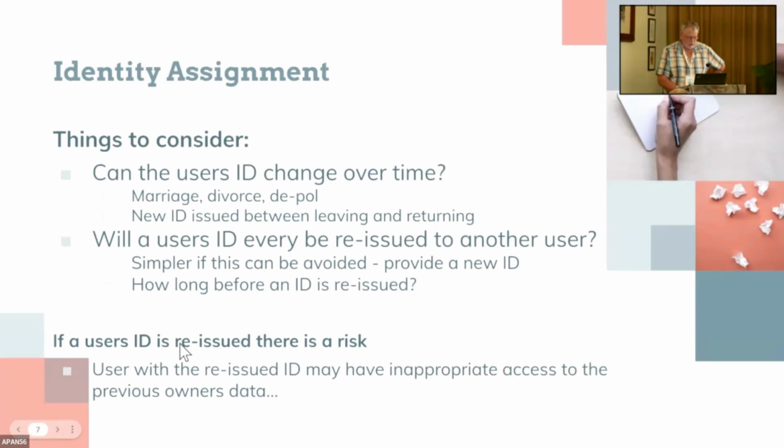If a user ID is reissued, there is a risk involved with that. The user with a reissued ID may have inappropriate access to what the previous owner of that identifier had. So the previous owner has stuff in the Federation, the user ID is reissued, and the service doesn't know that it's a different person because it's still got the same old ID. They may have access to data sets, to resources and stuff that the previous owner had. So trying to avoid that particular issue altogether is probably the best way.